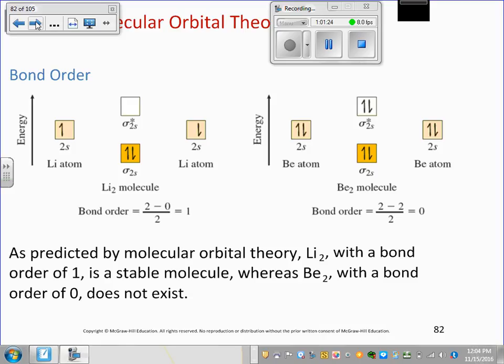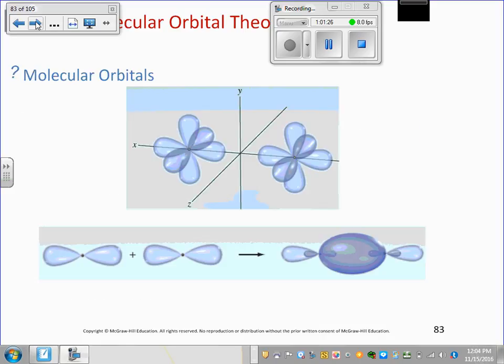So there he's showing some molecular orbitals. Okay, and we're going to pick that up next time.